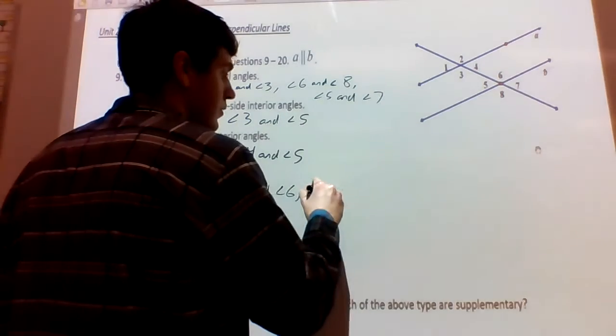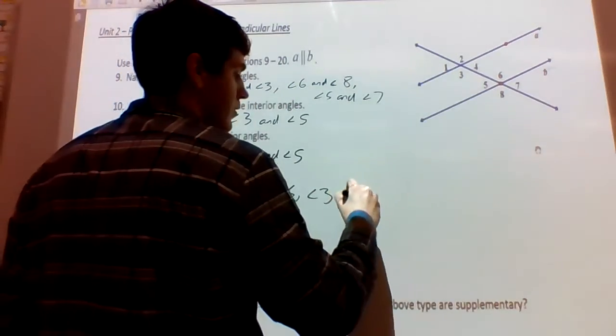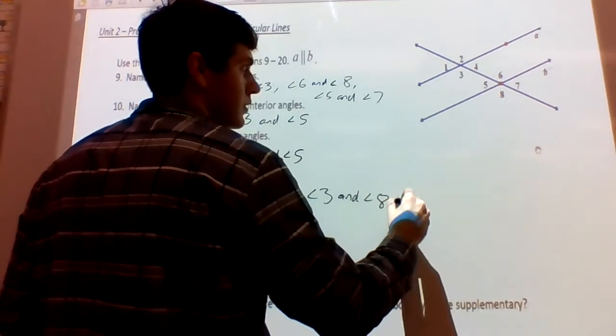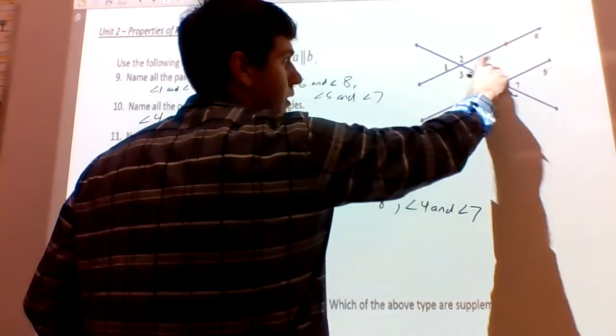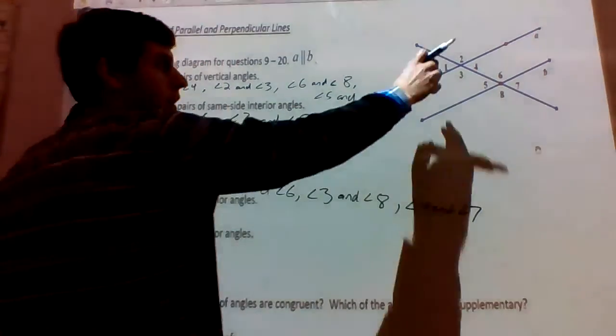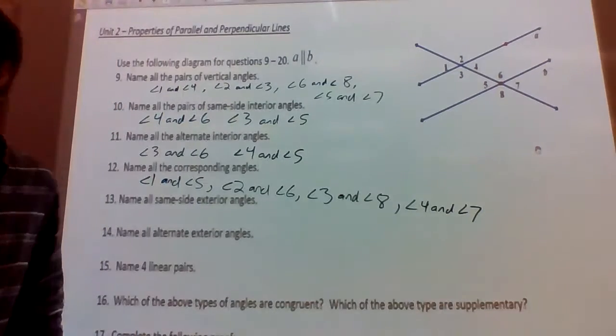Again, angle 3, pick it up, put it here. Angle 3 and angle 8. Okay, and then angle 4 and angle 7. They're both on the right. If you pick it up, put it on top, which one's on top of the other?